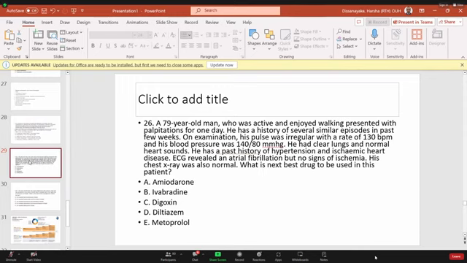A 79-year-old man who was active and enjoyed walking presented with palpitations for 1 day. He has a history of several similar episodes in the past few weeks. Pulse was irregular, rate is 130, blood pressure is all right, clear lungs, normal heart sounds. He has a past history of hypertension and ischemic heart disease. ECG revealed atrial fibrillation, but no signs of ischemia. His chest X-ray was also normal. What is the next best drug to be used in this patient? Amiodarone, Verapamil, Digoxin, Flecainide, Metoprolol.